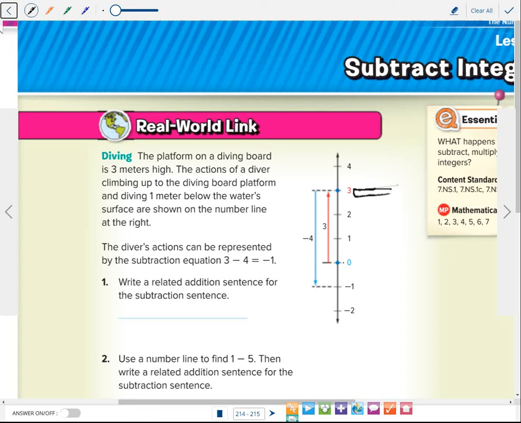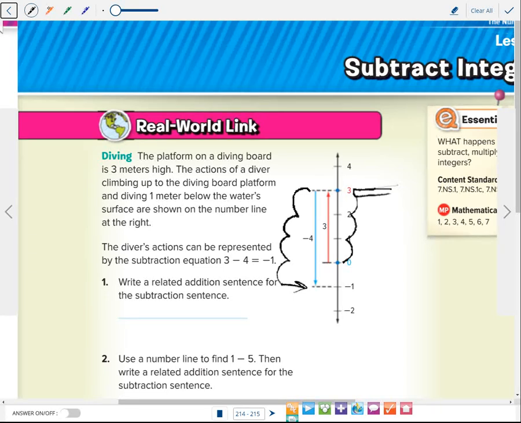So the diver starts here, climbs up 1, 2, 3, 3 meters. Then she dives all the way down, 1, 2, 3 to the water, and then 1 underneath. So she ends up at -1 meters. She does eventually come up. I promise. She turns out okay. She actually earns a gold medal. You can see it at the bottom of your page.